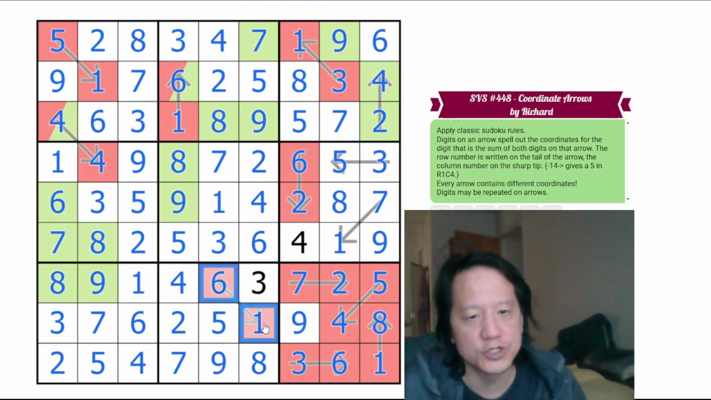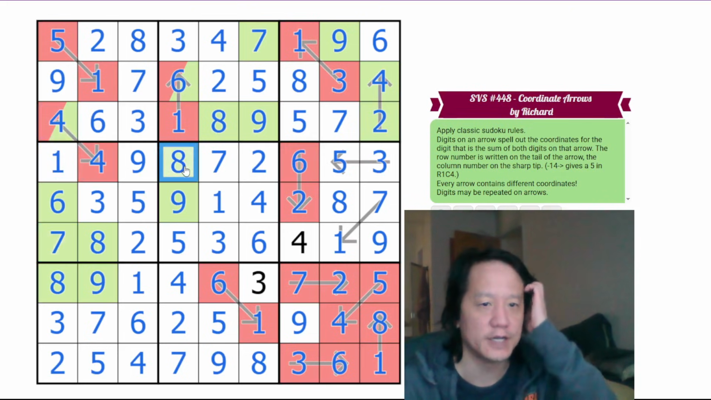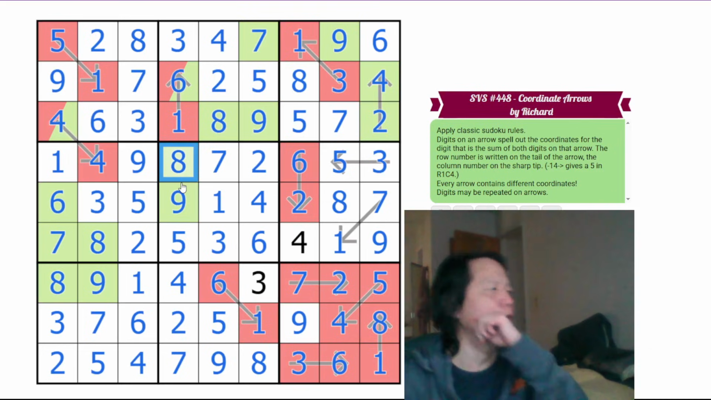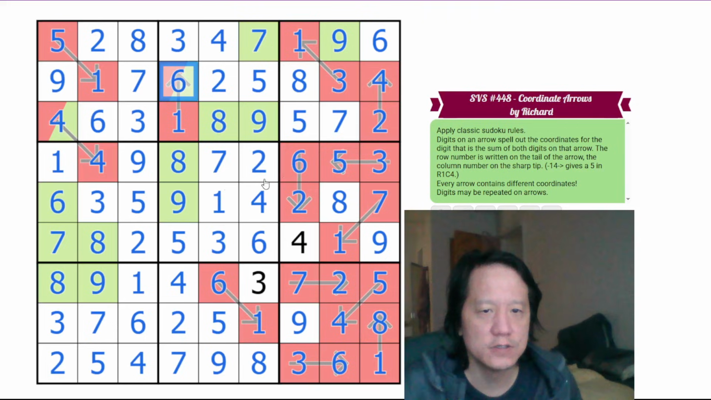And that's a solution. Again, let's look at the arrows. 5 and 1, so row 5, column 1 is a 6. Row 4, column 4 is an 8. Row 1, column 6 is a 7. Row 3, column 1 is a 4. Oops, this is not green. This is supposed to be red. Row 2, okay, so these should be done. Row 2, column 4 is a 6.